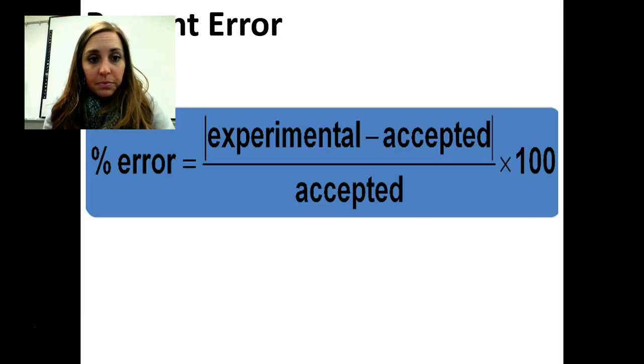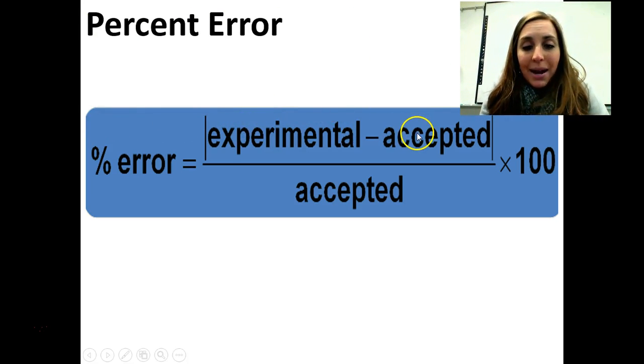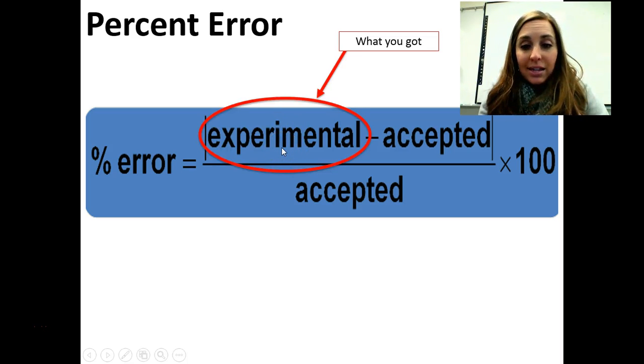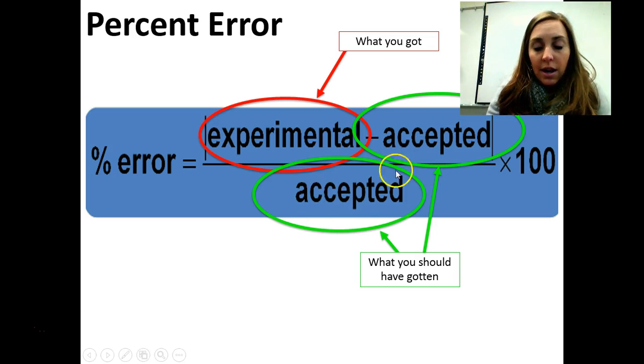Let's talk about percent error real quick. This is the formula for percent error. A couple things I want to point out. Experimental minus accepted is in absolute value, so it has to always, always, always be positive. Experimental, that's what you got in the lab. The accepted is what you should have gotten. That's the right answer. So you're not always going to get the right answer because there's always some sort of error, and that's okay, but you just plug in what you should have gotten here.